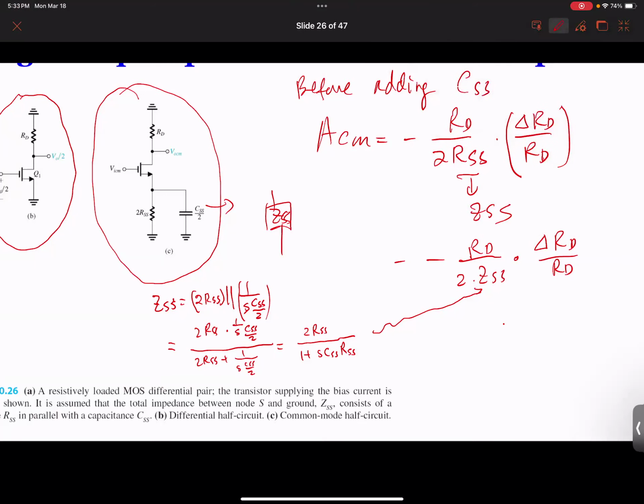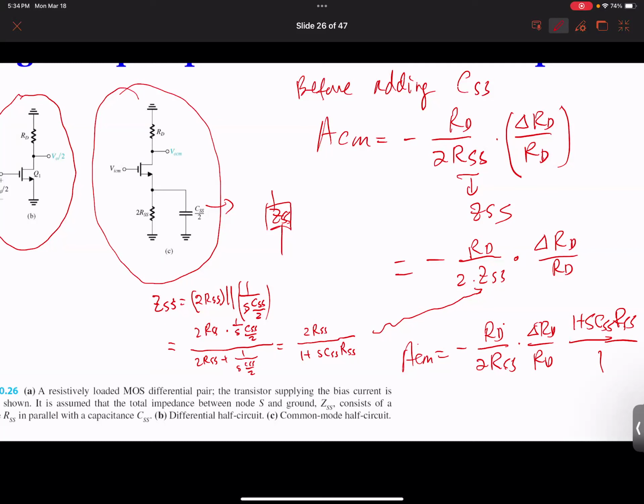Okay, that's fine. Then let me write down A_CM equal to minus R_D over 2 R_SS, times ΔR_D over R_D, and over 1 plus s C_SS R_SS. So this is your common mode gain. I can write 1 here. This common mode gain has this one, which is exactly the middle band.